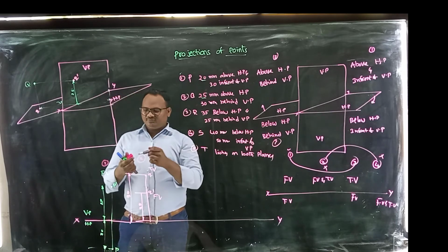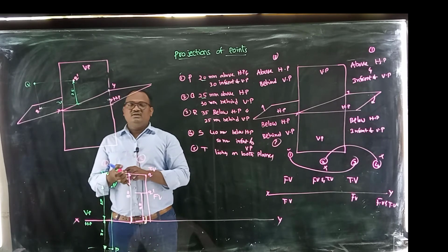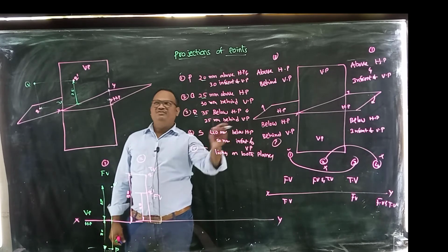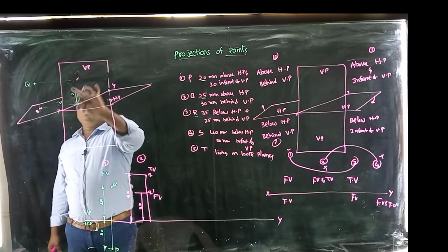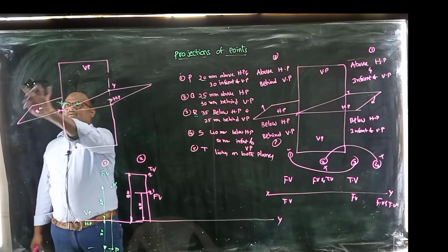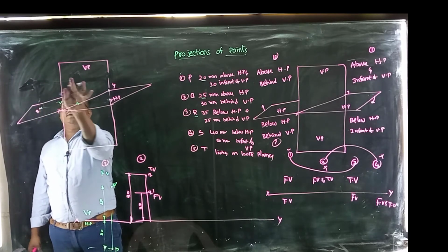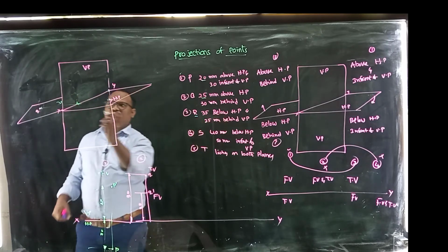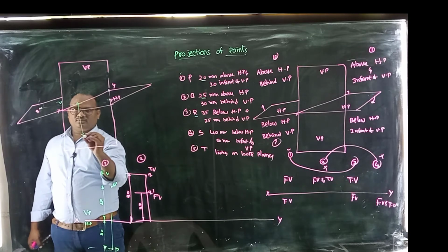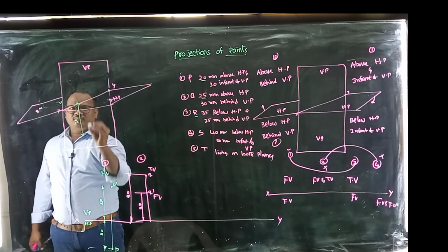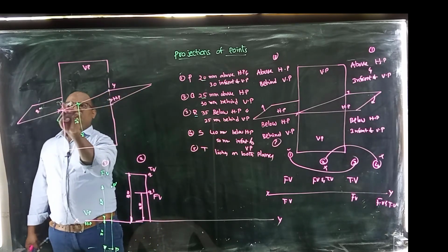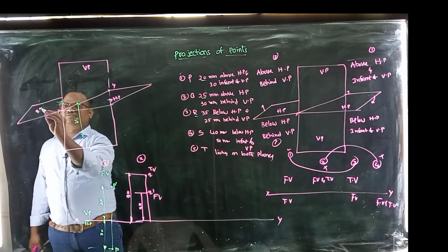Okay, coming to the third one. A point R is 35 mm below HP and 25 mm behind VP. 35 mm below HP and 25 mm behind VP. Okay, so same thing, you have to assume like this. 35 mm below, 35 mm below one point, and 25 mm behind, 25 somewhere.